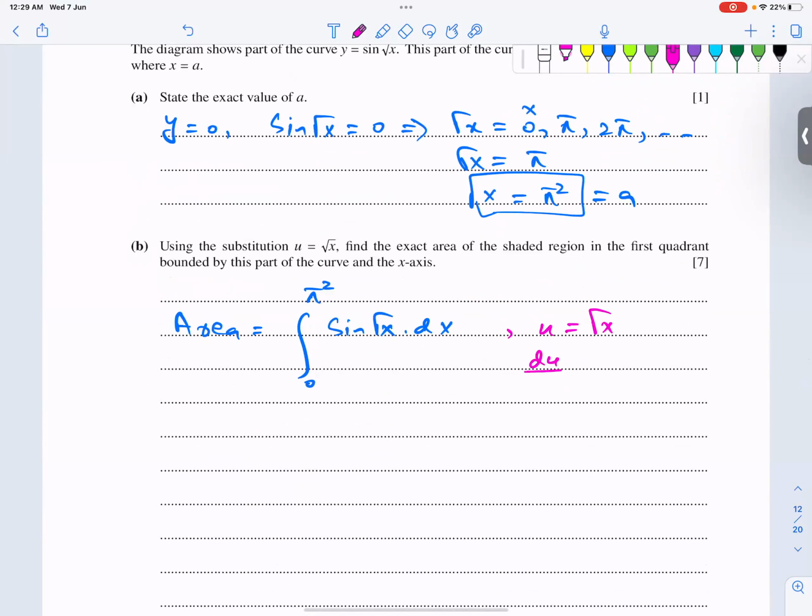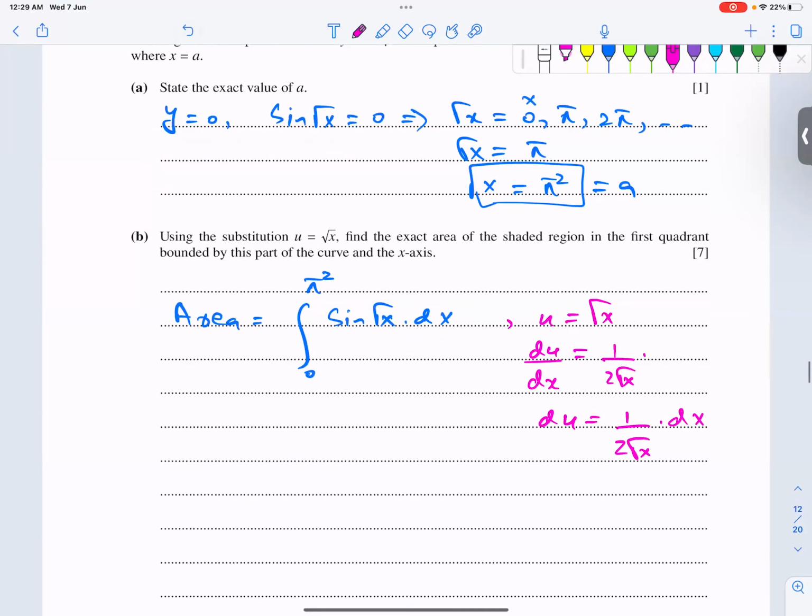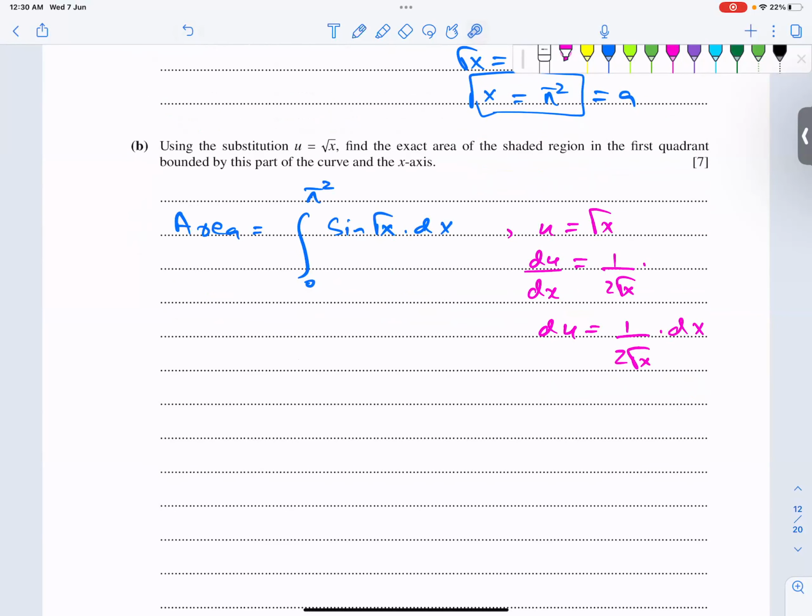Take its derivative. du over dx is equal to 1 over 2 square root x. So du is equal to 1 over 2 square root x dx. Now as square root of x is equal to u, it means that du is equal to 1 over 2u dx. So cross multiply to get the value of dx completely in the form of u. This was the first step.